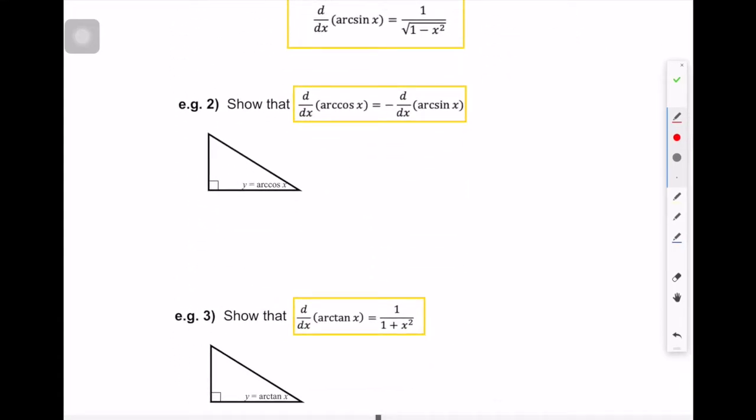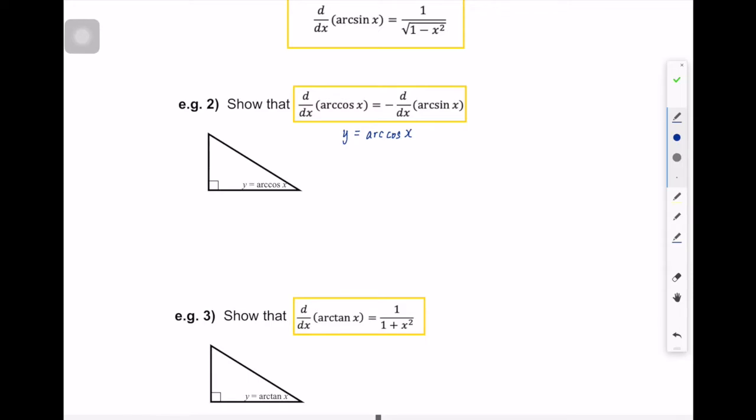Now, let's take a look at example 2. Let's show that the derivative of arccosine x is the negative of the derivative of arcsine x. We can follow some very similar steps that we have taken in example 1 in order to figure this out. We will first let y be arccos x.